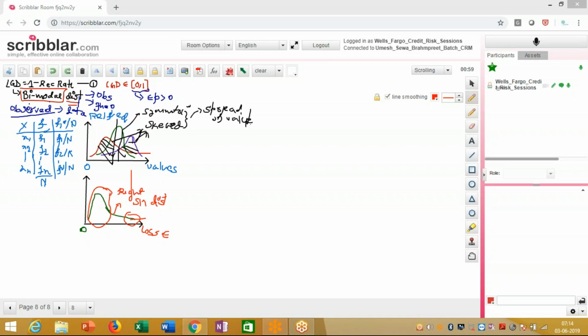So these are the three different types of distributions that we generally have. Now let's talk about the LGD distribution. Okay, so I talked about the two skewed distributions. I'll just talk about the symmetric distribution once, and then we'll move on.